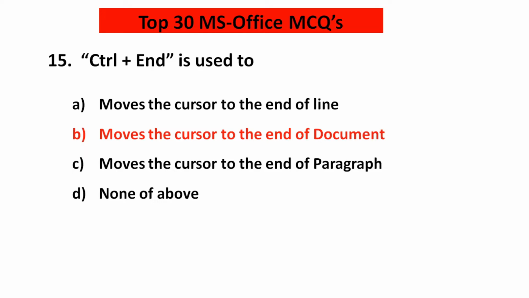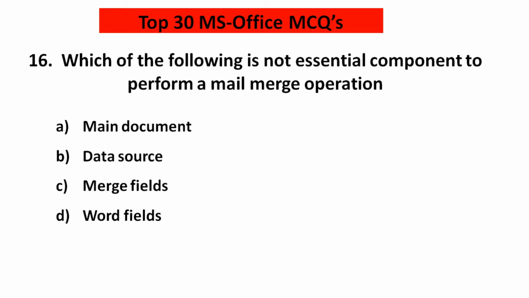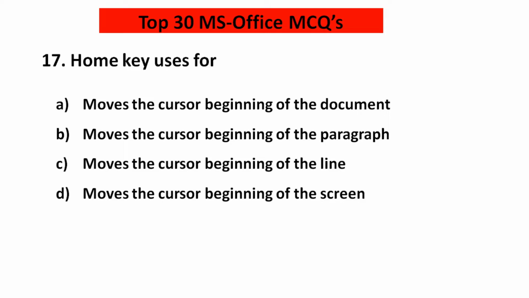Next question, which of the following is a non-essential component to perform a mail merge operation? Options A main document. B data source. C merge field. D word field. And right answer is option D word field. Next question, Home key is used for options A move the cursor to the beginning of the document. B.